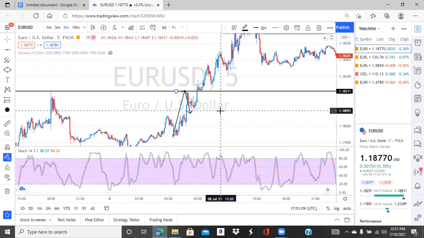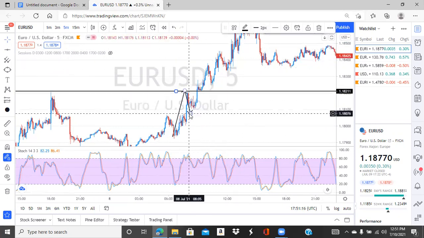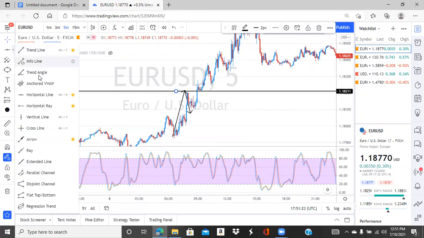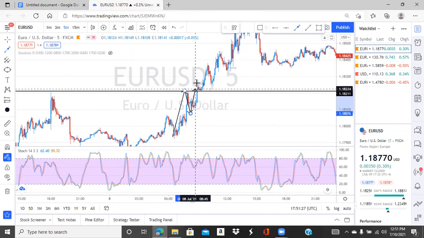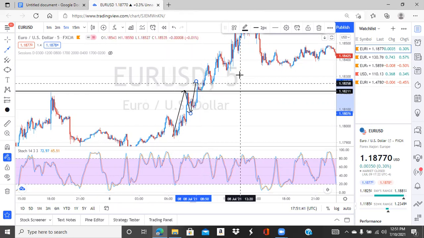Which means what? That is going to become support. So we're going to wait. We already know this is in the uptrend. So we already know that this is going to break through this resistance. We're expecting the market to make a higher high. So we know that the market is going to continue up. And we're going to wait until we see price come back down, and we're going to take the buy at that previous resistance because now it should be support.